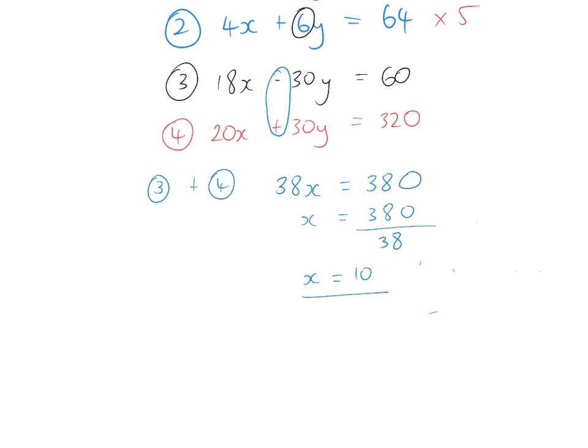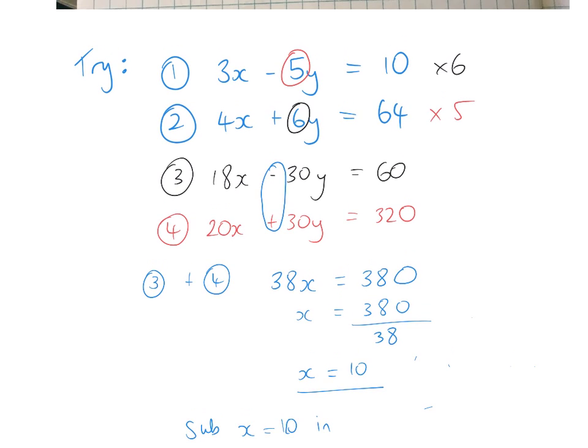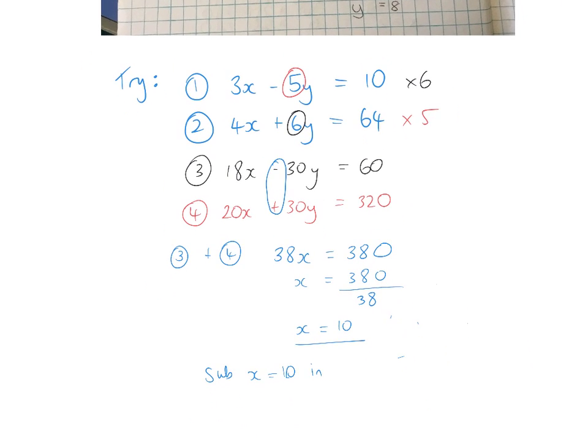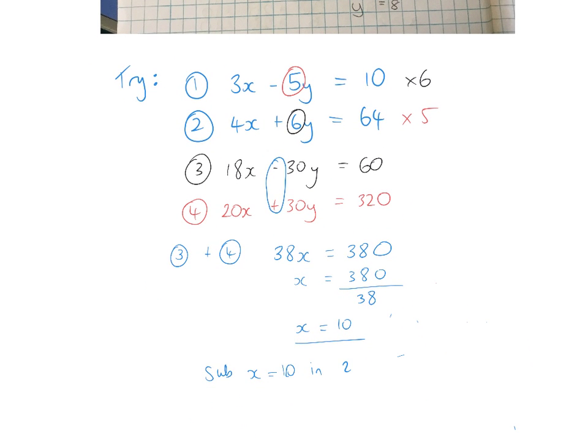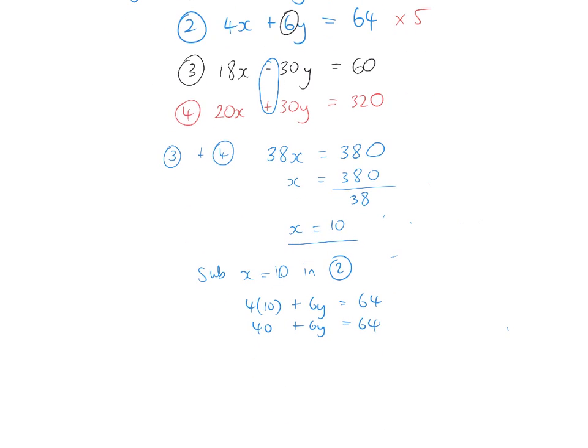So we're going to state sub x equals 10 in, now you choose one of the smaller numbers unless it's got a negative in it. So I'm not going to choose that one because it's got a negative in it, so we're going to choose this one. It will make life a lot easier. So I'm going to choose 2. So I'm going to say 4 lots of x, so 4 lots of 10 plus 6y equals 64. That's 40 plus 6y equals 64, and solve from there. And you should have got y equals 4.